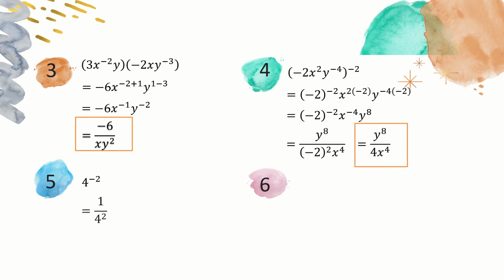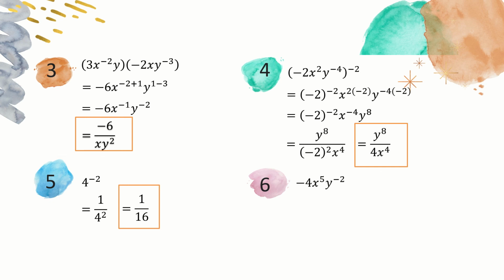Sample number 5. 4 negative 2. Ang 4 raised to negative 2, unsa ang mahitabo? So consider na siya ang numerator, no? Para ma-positive ang exponent niya nga 2, manaog siya. So nabilin sa numerator is 1. So 1 over 4 positive 2. So 4 squared is 16. So mahimo siyang 1 over 16.